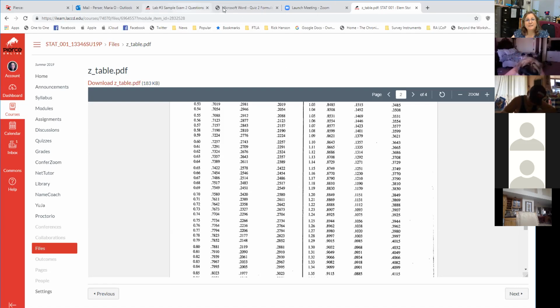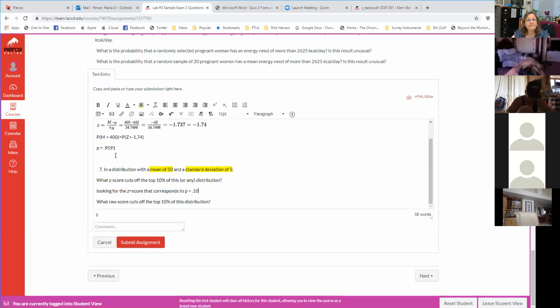So going back to the lab, I'm going to get rid of this because we don't need that. So z is equal to 1.28. Okay.